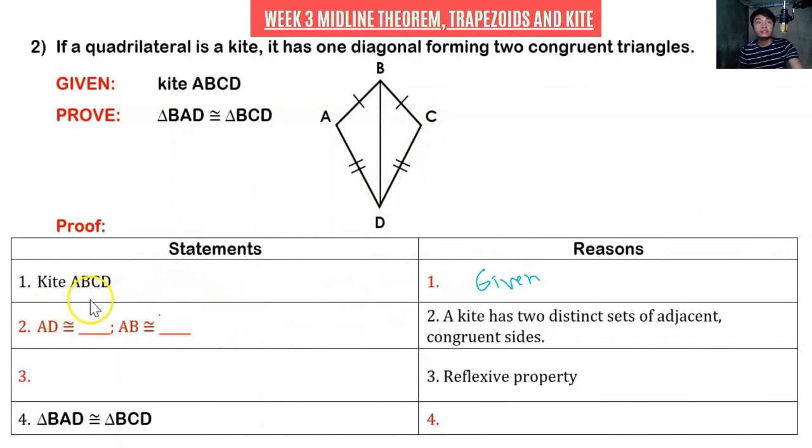Next. Side AD. Saan siya congruent? The kite has two distinct sets of adjacent congruent sides. So, kita nyo naman sa figure, si AD daw ay congruent, siyempre, kay CD. Tinuro ko yan kanina. Si AD ay congruent kay CD. And also, si AB naman sa taas ay congruent kay CB. Okay? CB yan.